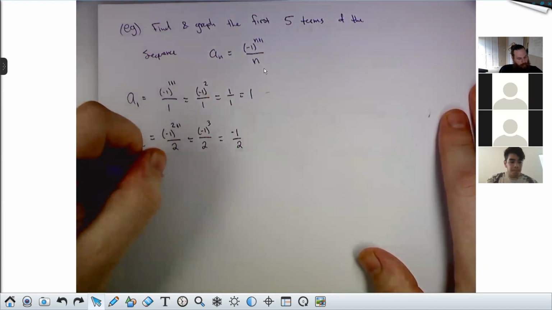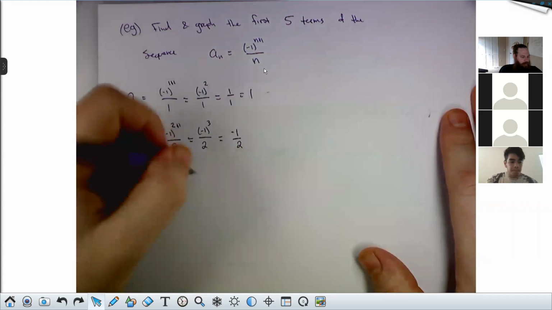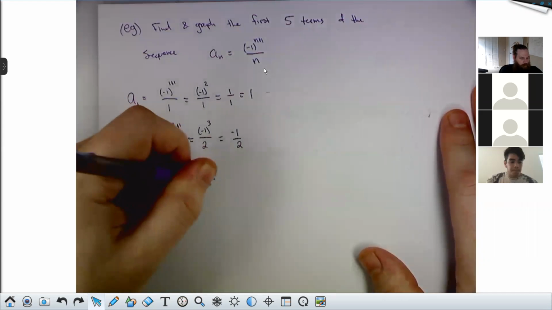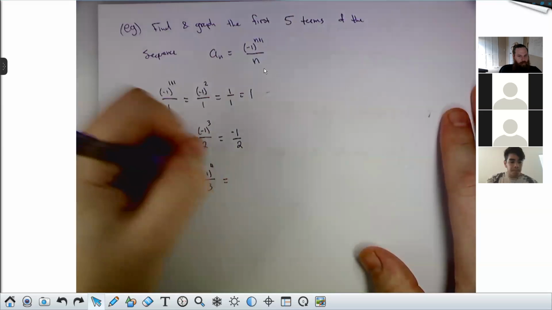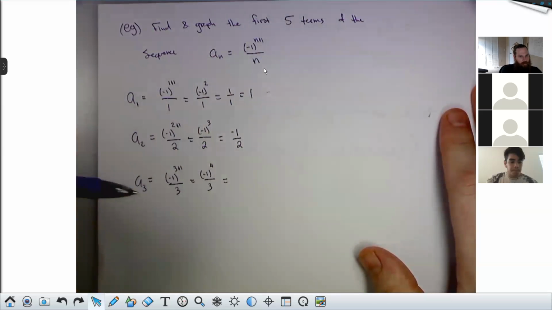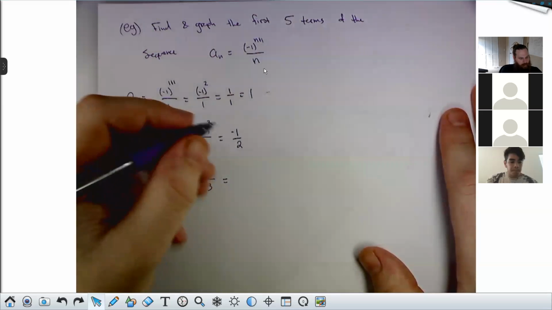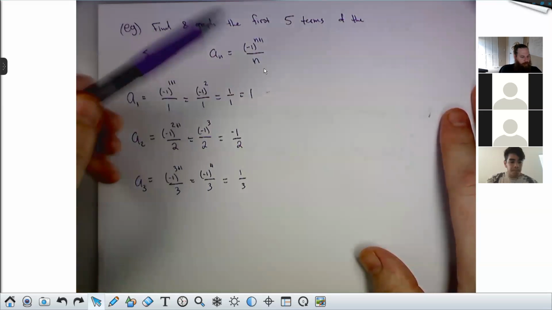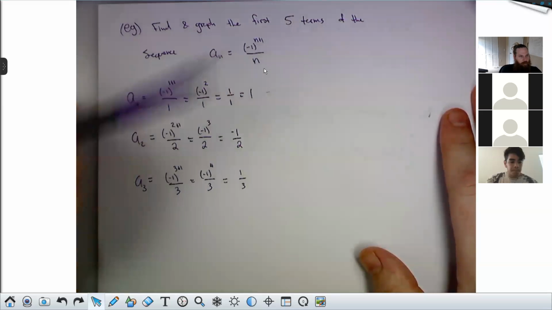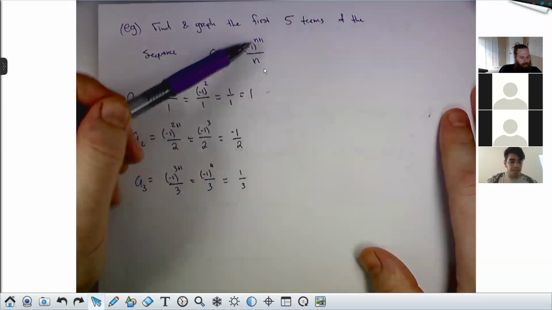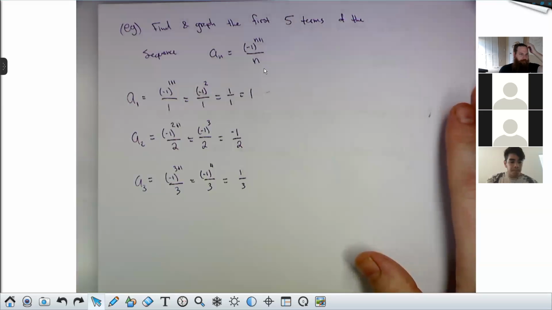A3 would be (-1) to the 3 plus 1 over 3, or (-1) to the 4 over 3. And (-1) to the 4 is -1 times -1 times -1 times -1, which is +1, so we get +1 over 3. Yeah, so the power of -1 here is n plus 1. And the parentheses are important. It's -1 being raised to the power n plus 1.